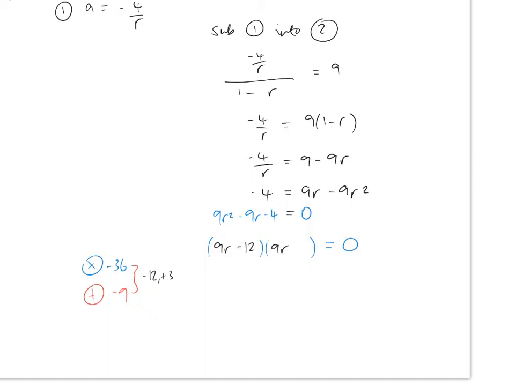Minus 12 is going in one, plus 3 is going in the other, but then if you use this method, you must cancel down the brackets. So that becomes 3r minus 4, and this would become 3r plus 1. So r is equal to 4 over 3, or r is equal to minus a third.